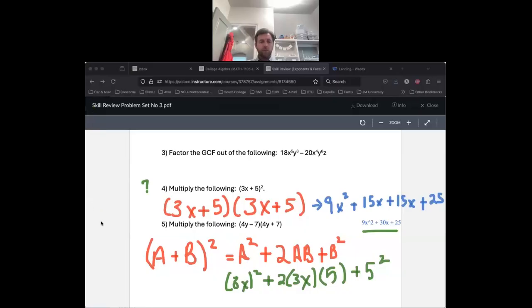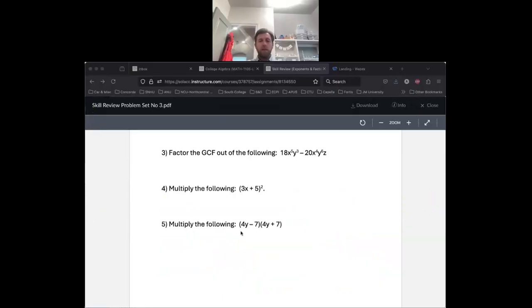Okay, and then the last one here says multiply these. You can do FOIL if you want, and if you do FOIL, you'll get the right answer. But do you see the special setup? What's the special setup? This one will be done by way of the difference of two squares method.